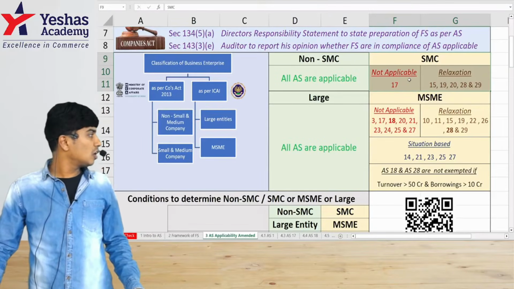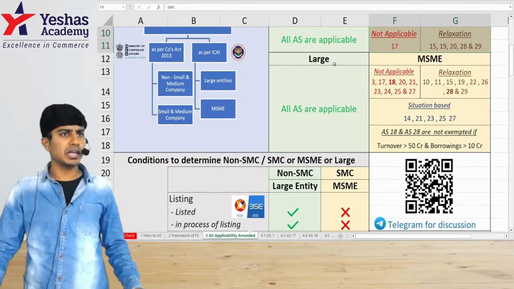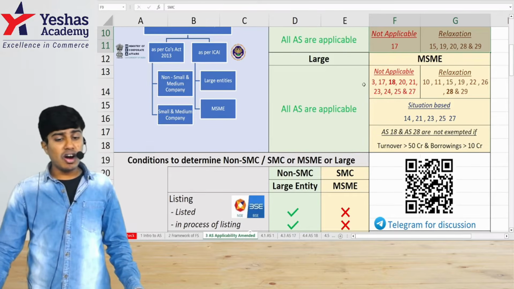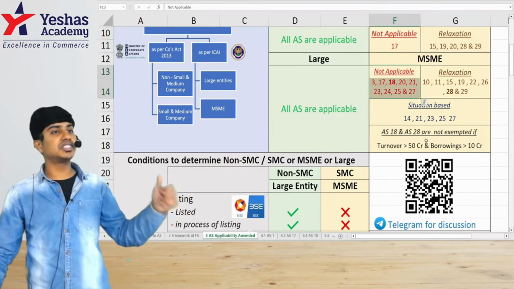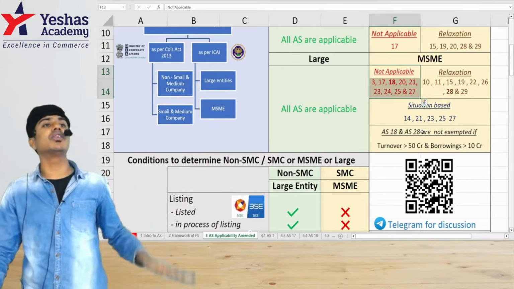If you come to non-corporate entities, as per ICAI, if it is a large entity, all accounting standards are applicable. If it is not a large entity, if it is an MSME, then several standards are not applicable: AS 3, 17, 18, 20, 21, 23, 24, 25 and 27.